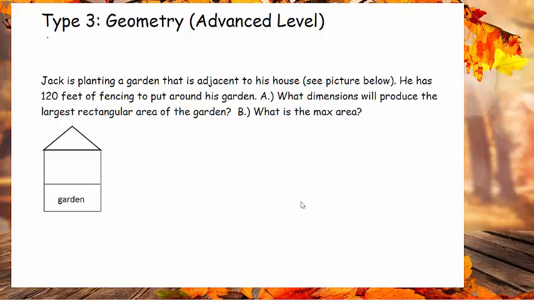He's going to shape it as a rectangle, and he has 120 feet of fencing. So a good little cheat fact is anytime you see fencing or fence, you need to think perimeter. So that's like saying the perimeter is going to be 120.